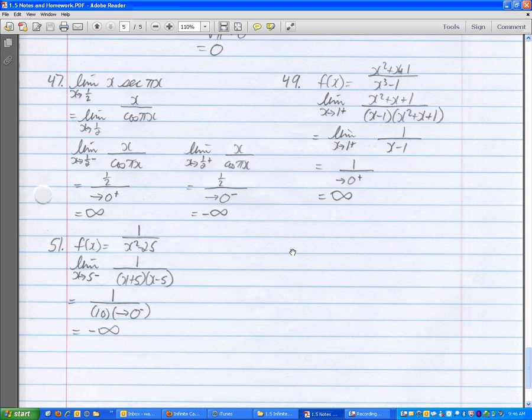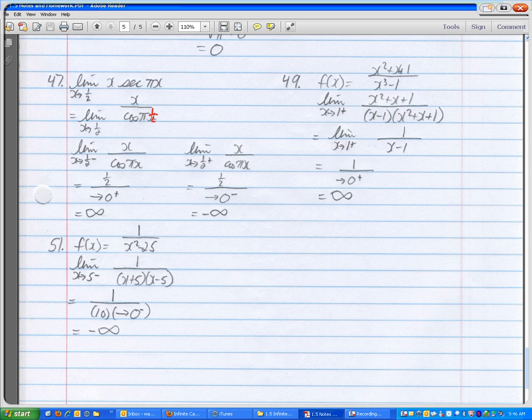So we changed secant to 1 over cosine. Secant's 1 over cosine, cosine's 1 over secant. So we change that to x times 1 over the cosine of pi x. Now, if I just try substitution, if x equals 1/2, then we're trying to find the cosine of pi times 1/2, which is pi over 2. And what's the cosine of pi over 2? It's 0.